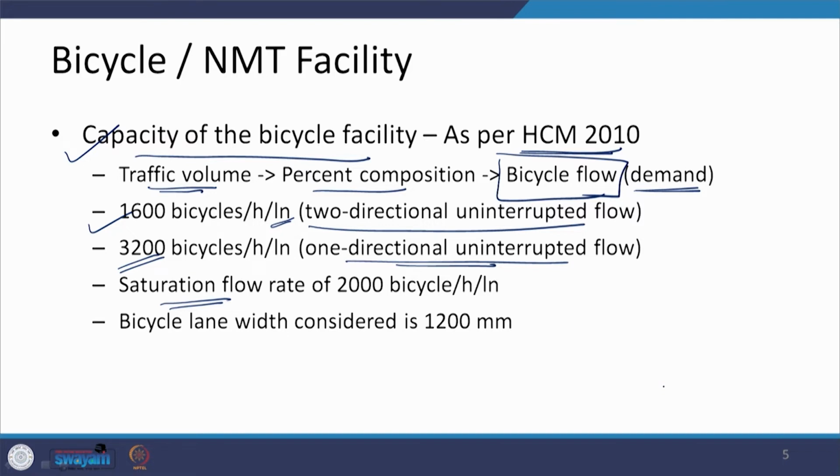If that is the case, then we should try to provide a separate space for the bicycles which are coming at the intersection, and then they should be given a priority so as to cross that intersection, and that is what we have looked at in terms of the facilities.